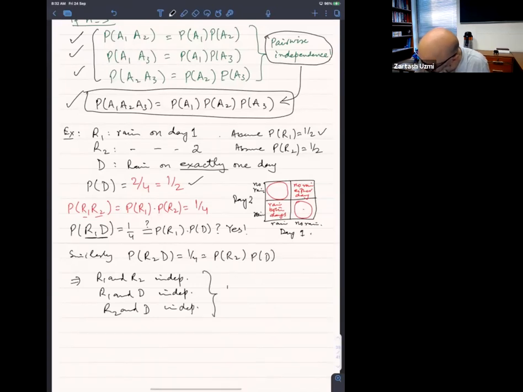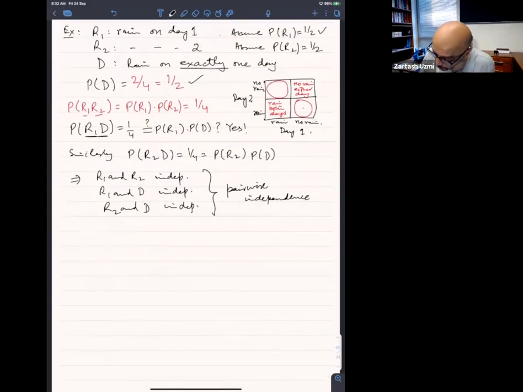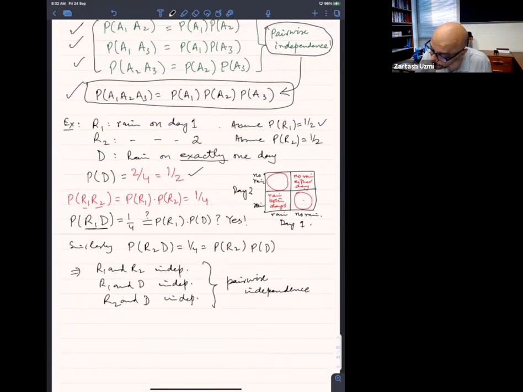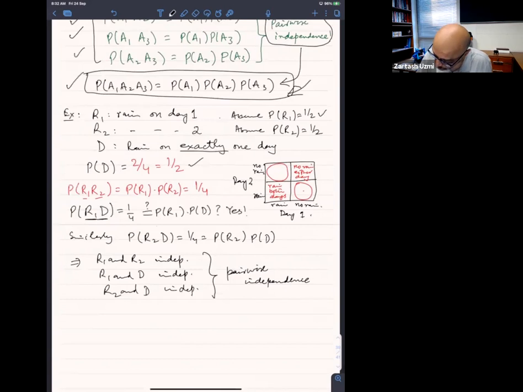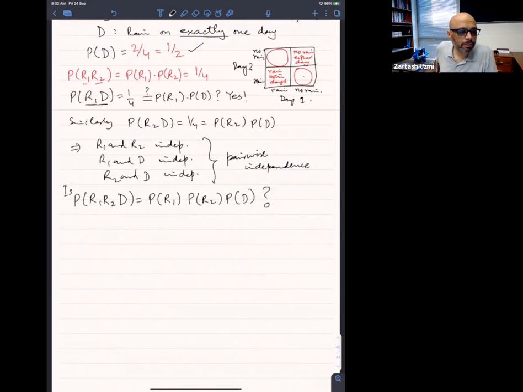So this establishes pairwise independence. Every pair is independent. Now the big question is, are R1, R2 and D, are three of them independent or not? तीन इवेंट्स के इंडिपेंडेंट होने के लिए हमें एक चौथी कंडीशन भी चाहिए होती है, and the fourth condition is probability of R1, R2 and D. Is this equal to probability of R1, probability of R2, probability of D? Is this true? Yes or no?